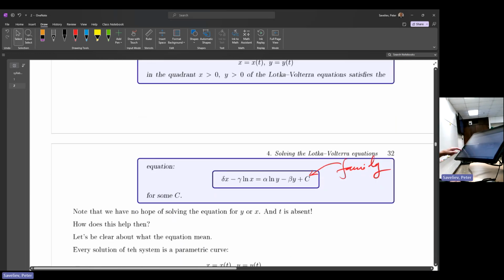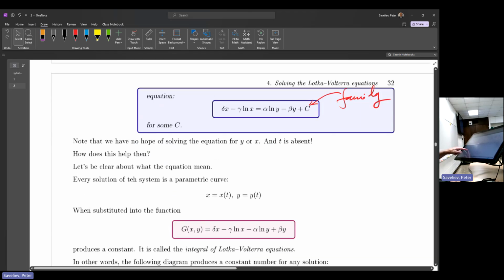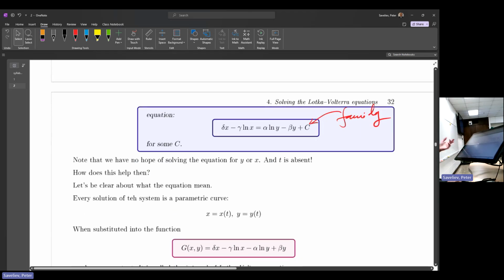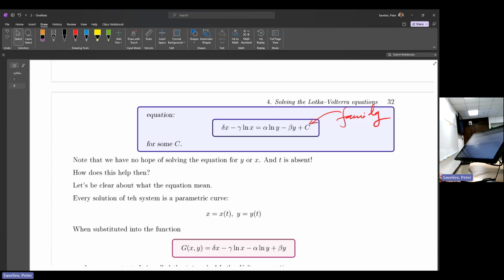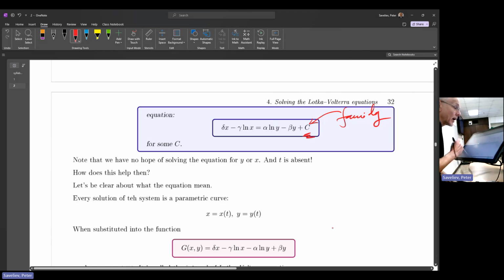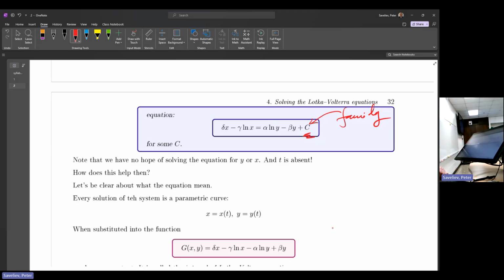Okay, so T is absent. This is now the analysis. The analysis is we take that function, and this is the trick. How do we figure out what those curves look like? We create a function of two variables. So we take that function and extract C, so C will be the constant. We create a function of two variables at the bottom: delta x minus gamma ln x minus alpha ln y plus beta y.